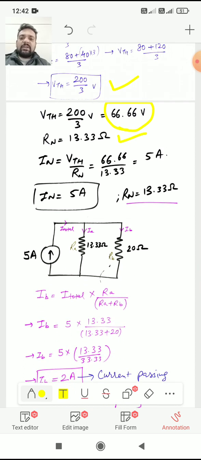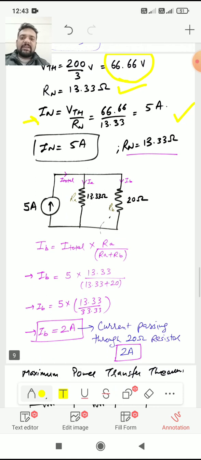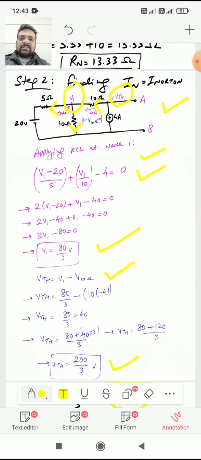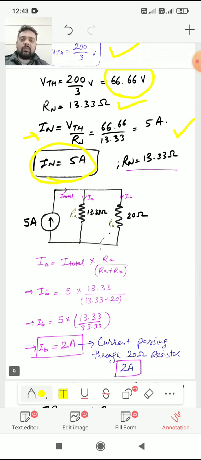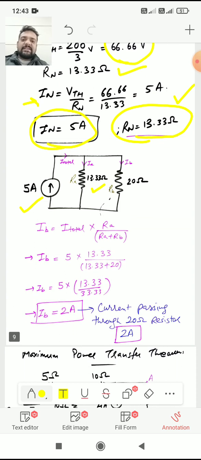Rn is also given. Using Ohm's law, we are aware that I is equal to VTH by Rn. So doing VTH by Rn, we get 5 ampere. So 5 ampere is the Norton current that we were finding. So this whole circuit, which was earlier in this shape, is now converted into one current source of 5 ampere, 13.33 ohms of resistance, which is Rn, which we have already found out, and the same is connected in parallel with 20 ohm of resistance.